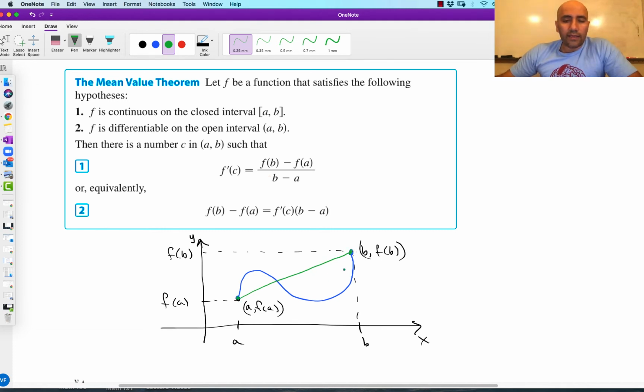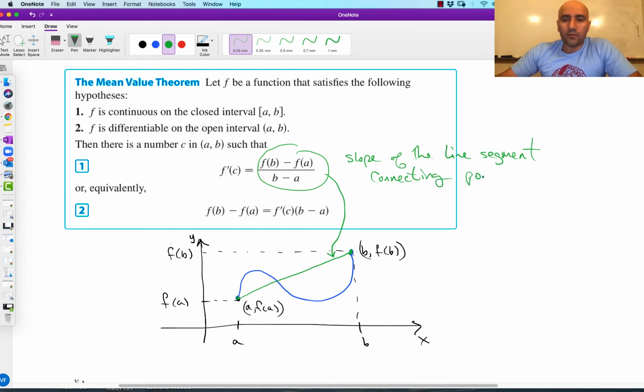The line that connects those two. What's the slope of that line going to be? Well, the slope of that line is going to be equal to exactly this. Right? So this part of it is the slope of the line segment connecting points a, comma, f of a and b, comma, f of b.